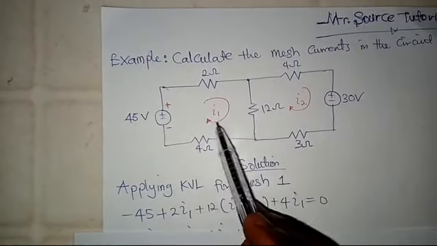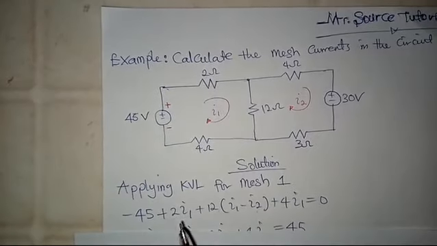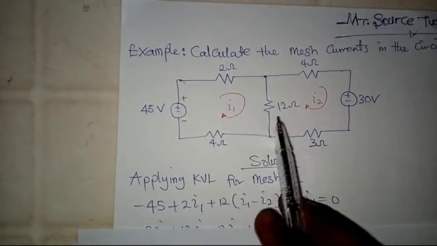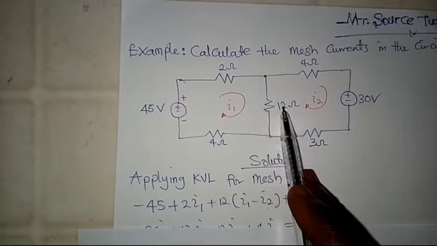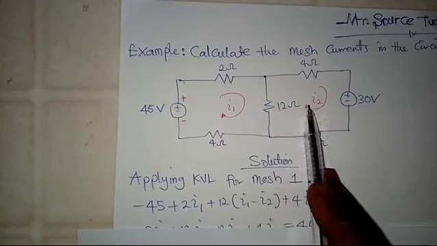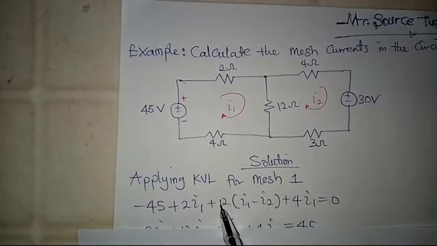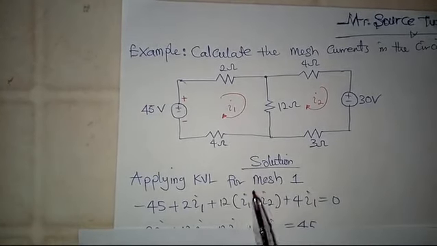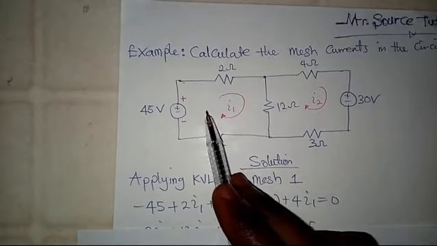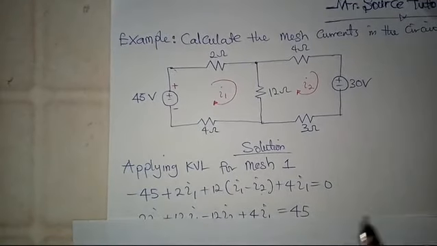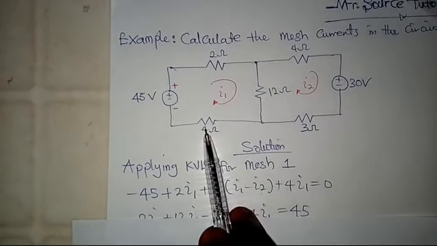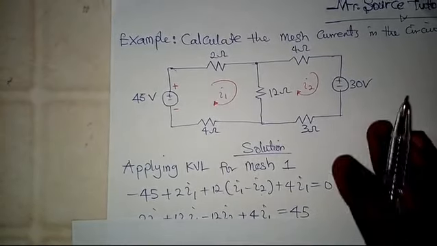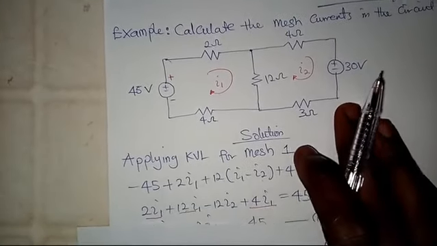The voltage drop here is I1 times 2, gives you 2 I1, while the voltage drop at this 12 ohm resistor that is lying between mesh 1 and mesh 2 is given as 12 into I1 minus I2, because you're considering mesh 1. So at this point now, the voltage drop here is given as 4 times I1, gives you 4 I1 equals to 0 as that.